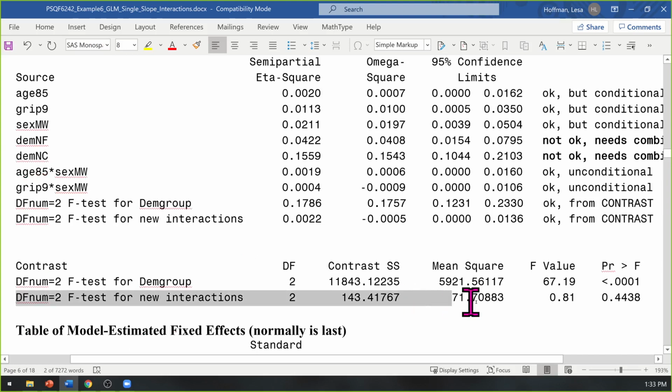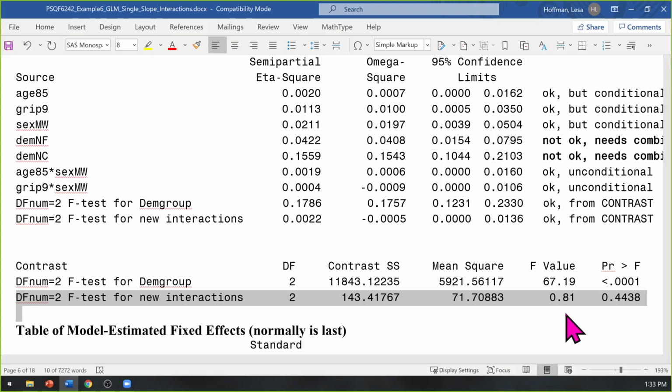that right here, the contrast. And survey says, nope. So yeah, the two new terms did not help the model. So the R-square may have gone up a tiny bit, but it's not a significant increase.